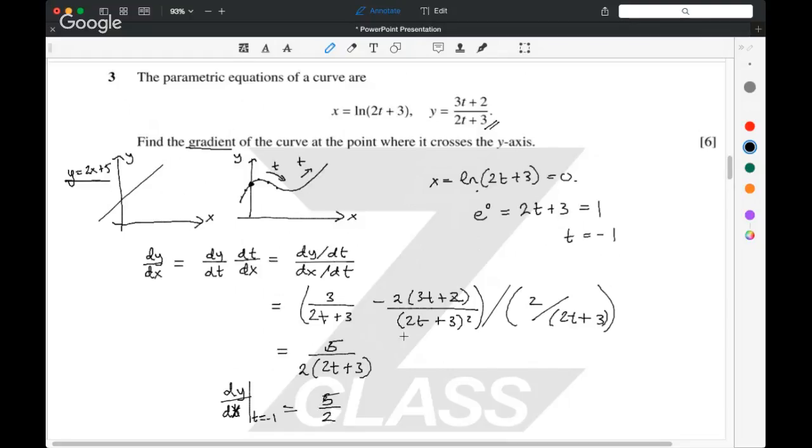And that's all there is to it. So chain rule, slightly troubling into differentiation, recognizing that you need to find the parameter at x is equal to 0, plugging it in. That's all there is to it.